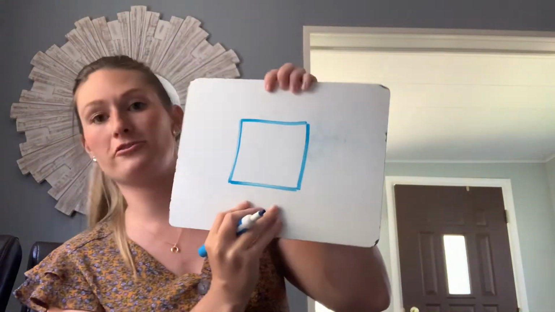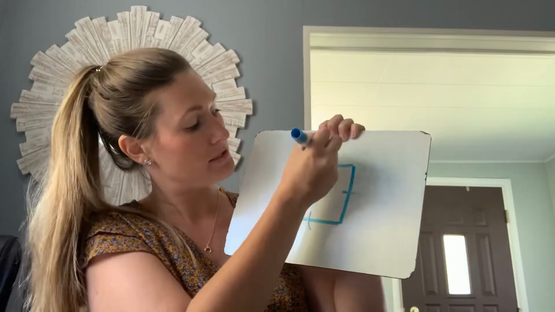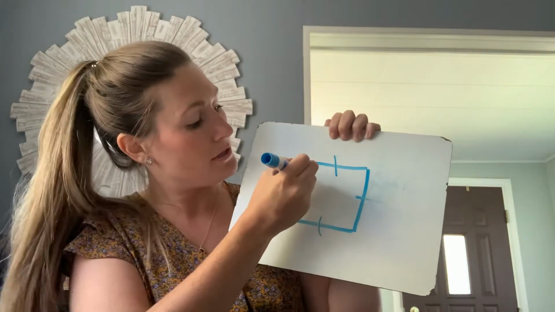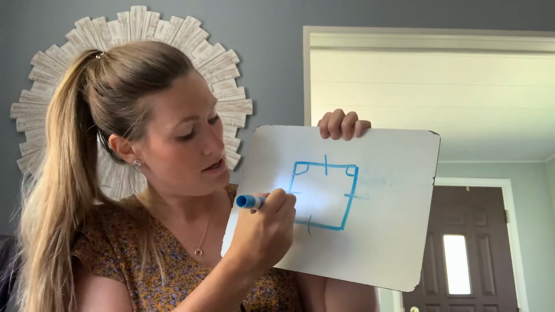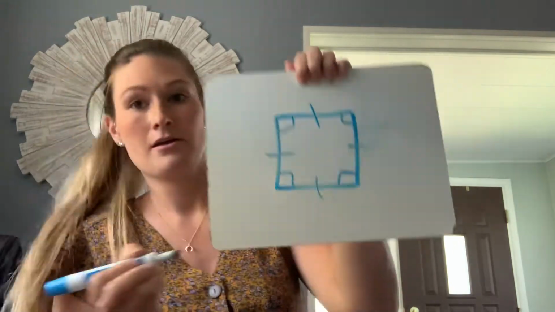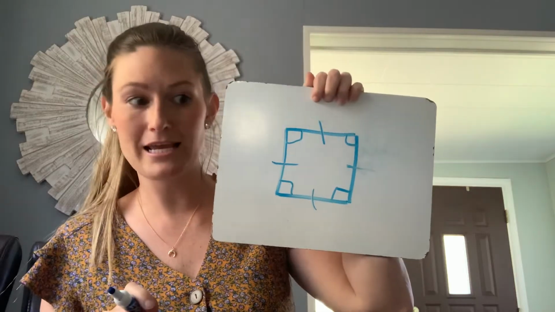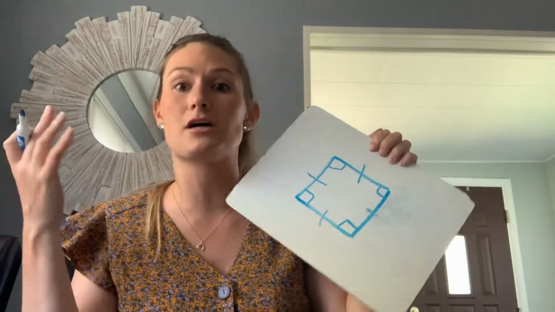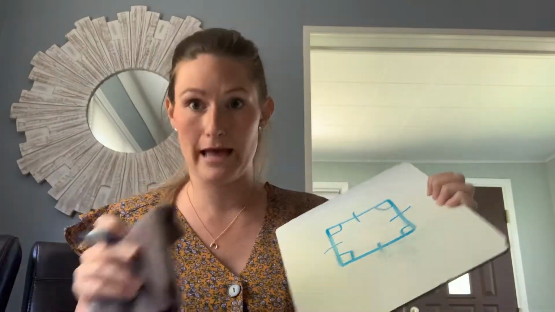So here's my beautiful square. I'm going to put dashes on each of the lines because that means that they are equal. Put in your 4 corners. And that is number 1D. That is it, boys and girls. Lesson 16 was all about drawing quadrilaterals.